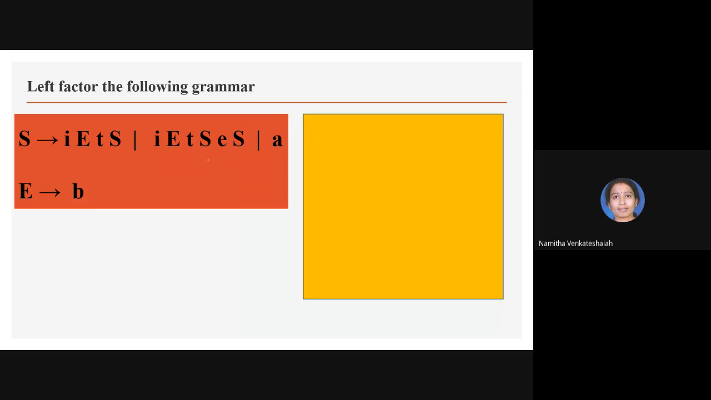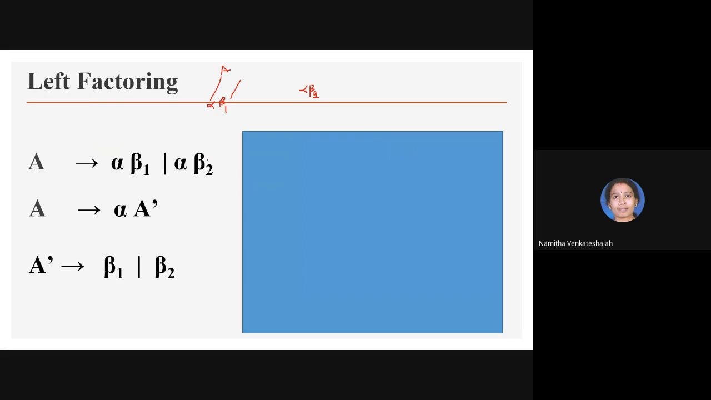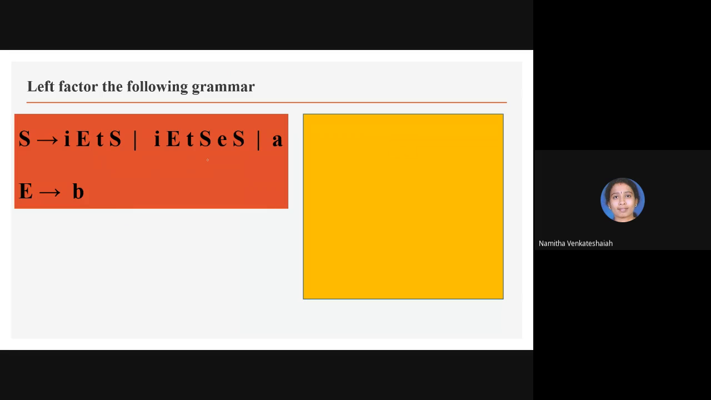Now what I should do? Okay, I should use the formula. So what was the formula? The formula was this. If A produces alpha beta 1 or alpha beta 2, then A produces alpha A dash, and A dash produces beta 1 or beta 2. Okay. So now, for this particular grammar, what we should do? See, S is having left factoring. So here, let me write the formula to ease.